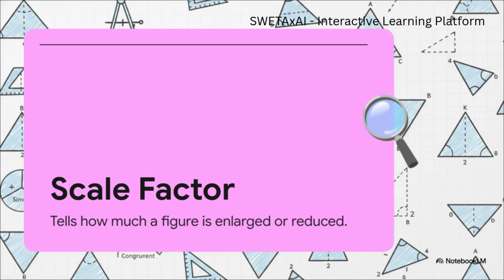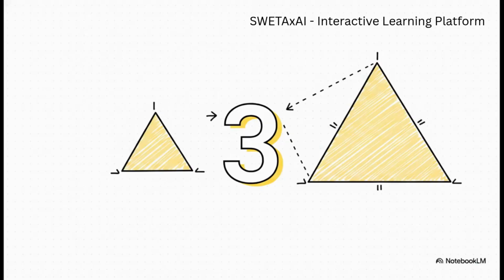Just take the new length, 15, divide it by the original, 5, and there's your scale factor. So our K is 3. This means we've got an enlargement of exactly 3 times. Every single side on that new triangle is going to be precisely 3 times longer than its match on the original. It is a perfectly uniform expansion across the board.